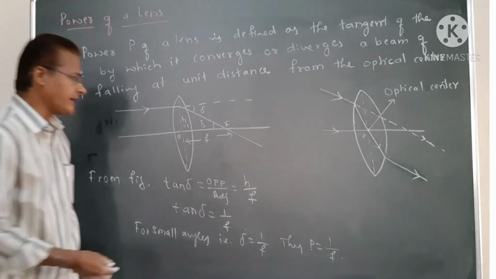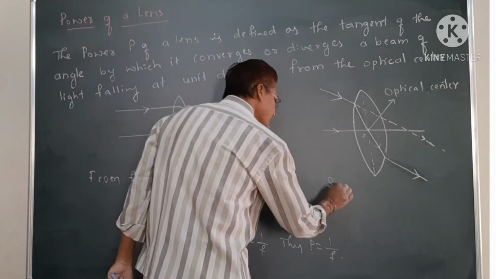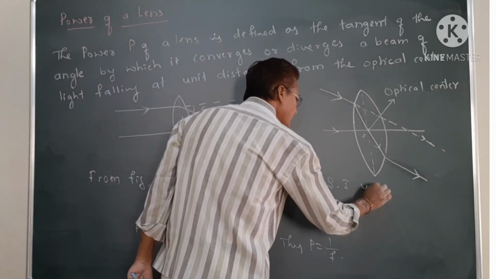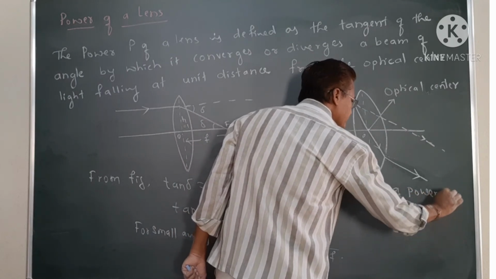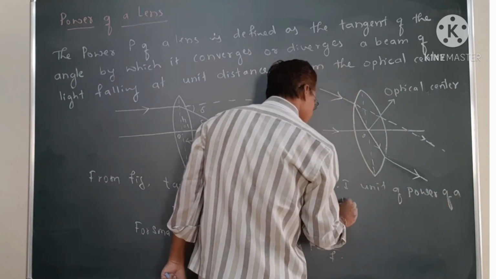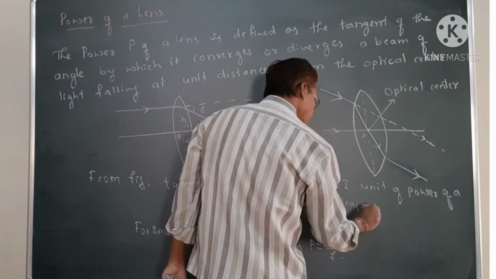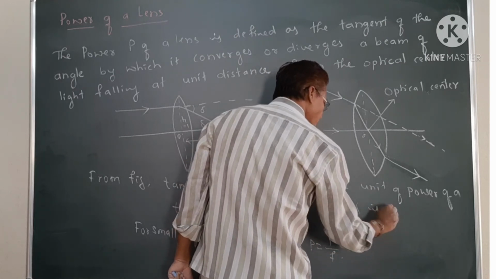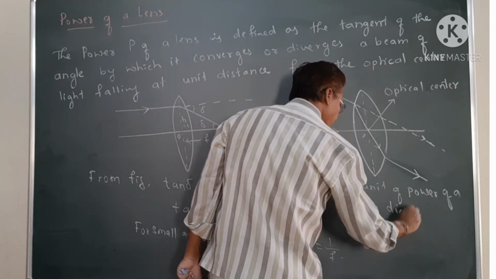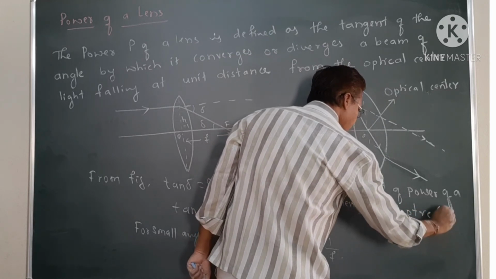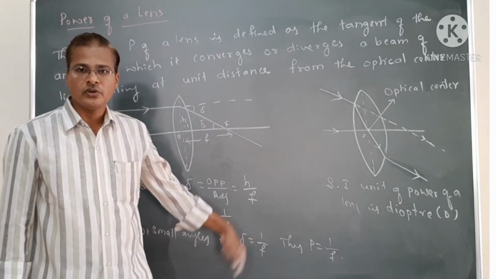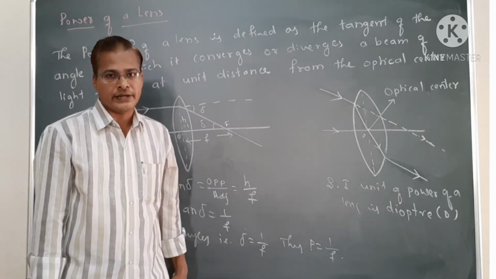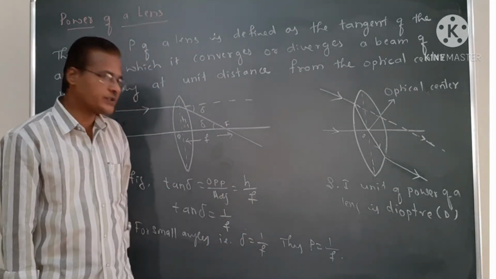Now its SI unit. The SI unit of power of a lens is the dioptre. It is denoted by capital D. For a convex lens it is positive, and for a concave lens it is negative. So that is the dioptre.